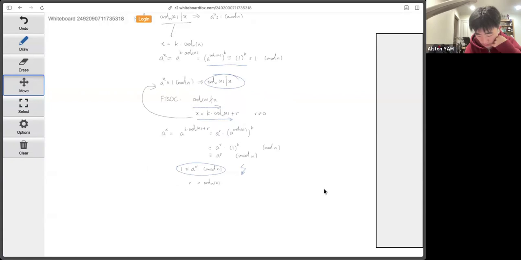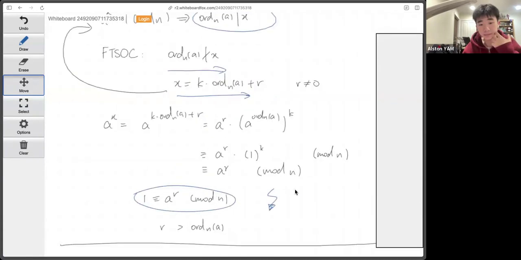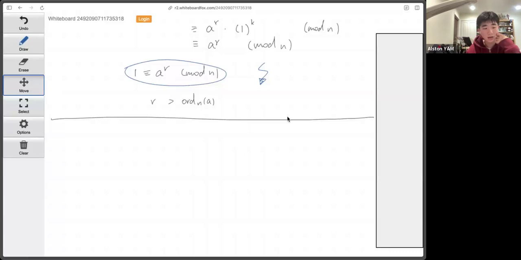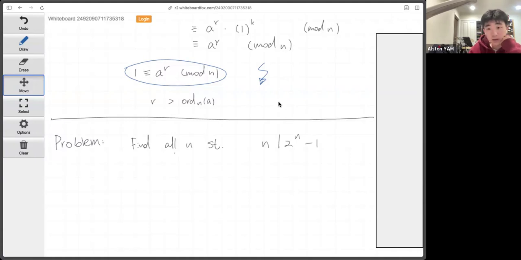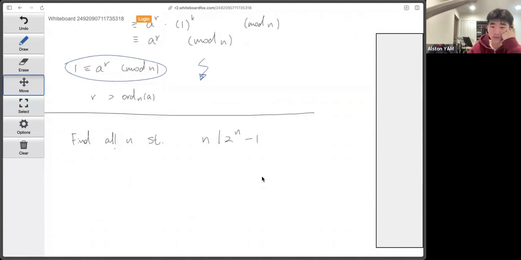I think we can go and do a problem now, where we just use this idea of the theorem of orders. So the first problem that I hope we can try is, all right, problem 1. We should try to find all n such that n divides 2 to the power of n minus 1. Right, so 2 to the power of n minus 1, find all n such that this thing is true.